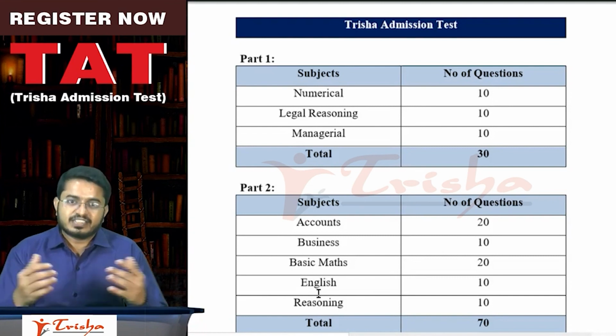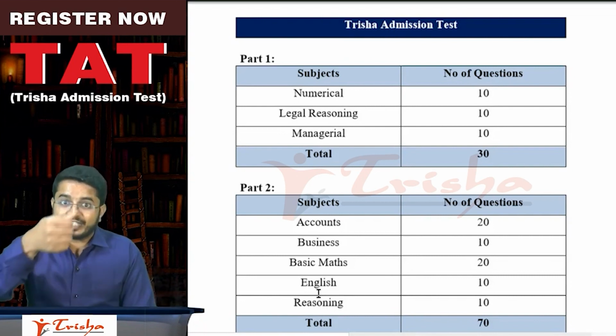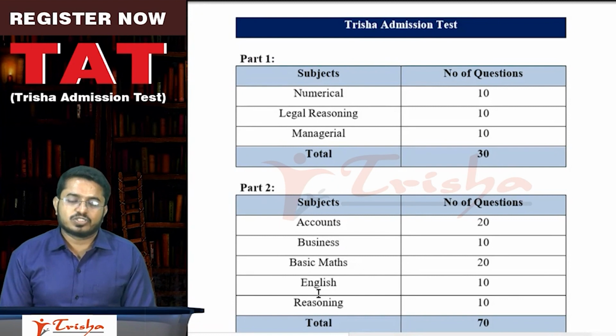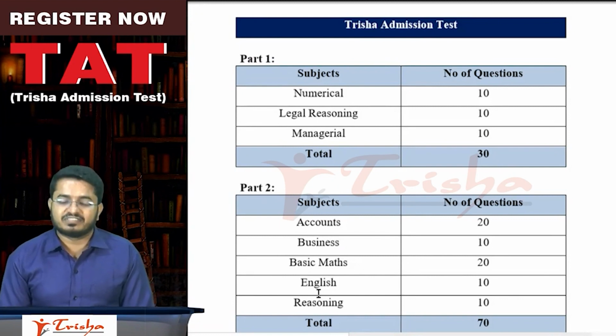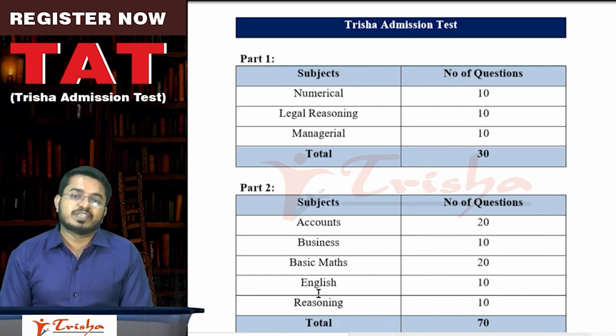Same with regards to this, we have 10 managerial questions where you'll be given data. You have to interpret the data and find out the solution to the problems that are given in front of you. So this core part, that is part one, which is very important, consists of 30 questions where your strength, your reasoning capacity, your analytical skills, your managerial skills will be analyzed, and your biggest strength will come out in this. You'll be able to gauge that.